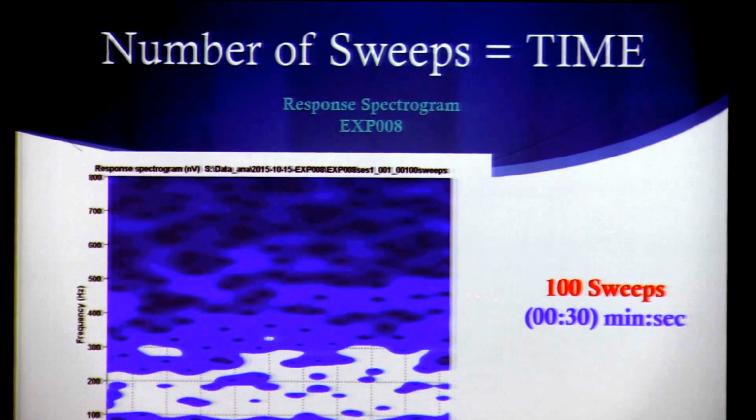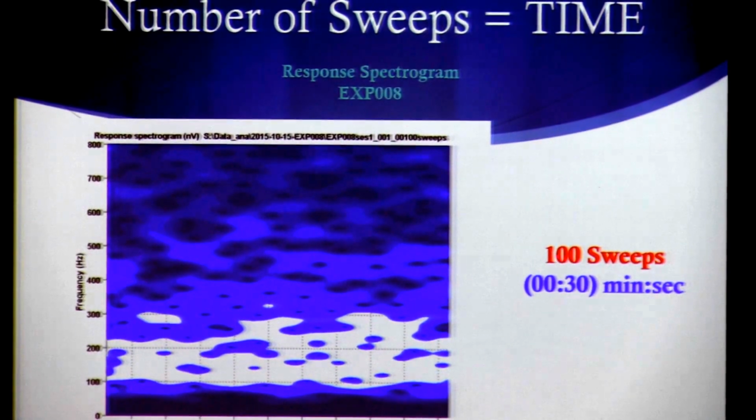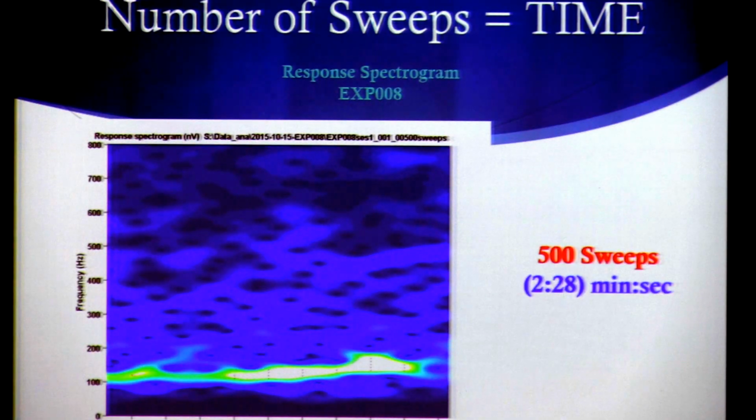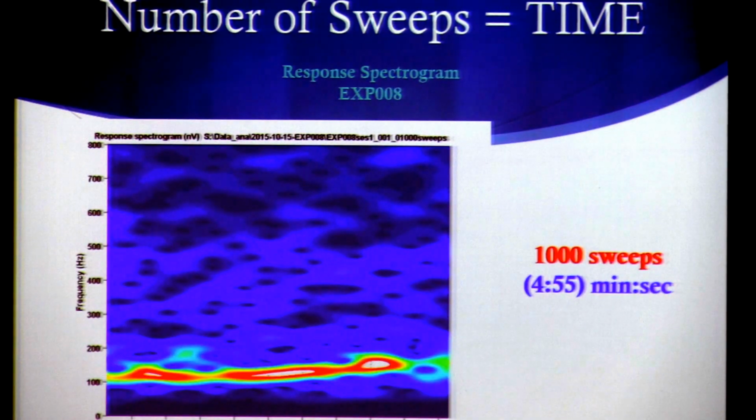As I move through the animation, you'll notice a few things. The first is the number of sweeps will increase. So will the amount of time, but also we'll start to see the presence of a response become more prominent. So right now we're only at 100 sweeps and about 30 seconds in, and there's no response happening here, which is to be expected. So as we move through into 200, into 500, and finally into 1,000 sweeps, we're starting to see the presence of this response here, denoted by the dark red color. And we're almost to about 5 minutes of testing time now.